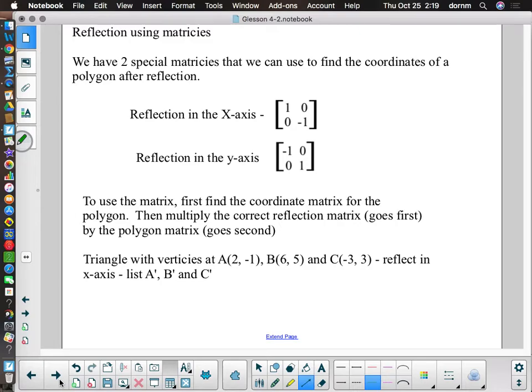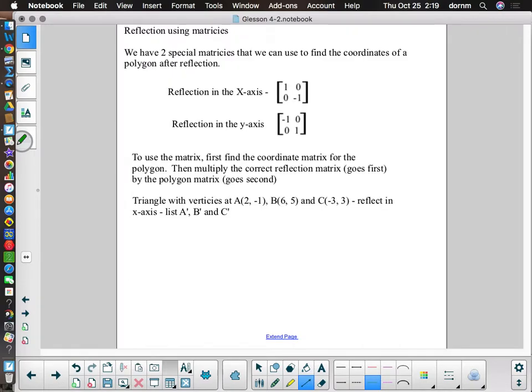So let's say we have a polygon that I need to reflect in the x-axis or the y-axis, and I don't have access to graph paper. Well, in these 2 cases, we can use reflection matrices. Now, do not worry about memorizing these reflection matrices. They will always be given to you.